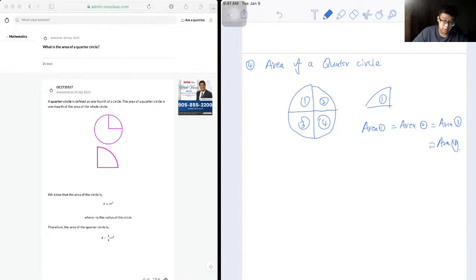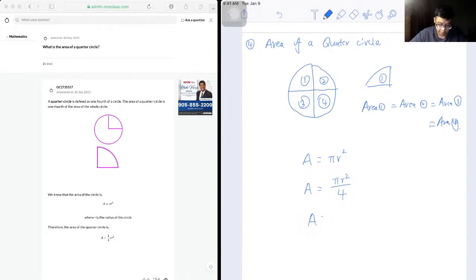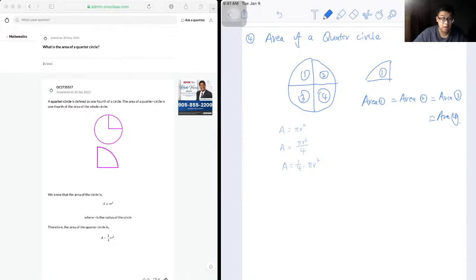And since we know the area of one complete circle is A equals pi r squared, where r is the radius of the circle, we just need to simply divide it by 4. So the area of a quarter circle is pi r squared over 4. Yeah, which can also be written as 1/4 times pi r squared. Right. So let's do an example to help us better understand how we can apply this to actual problems.